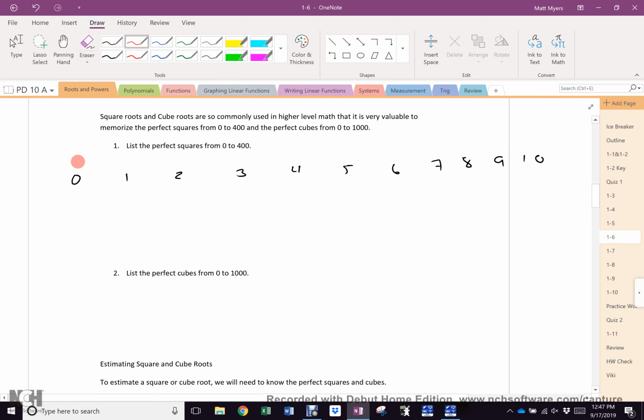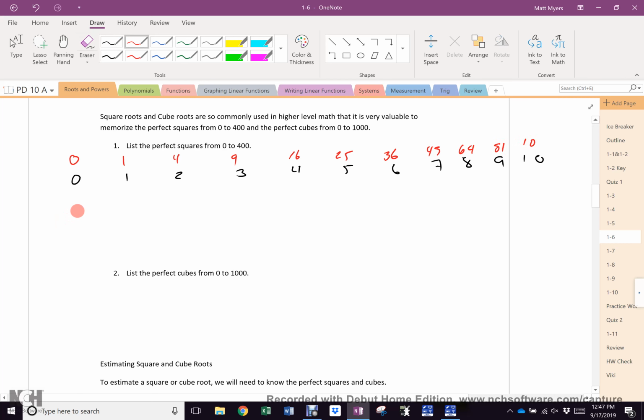What's 0 squared? 0. 1 squared. Then what? Then what? Then what?